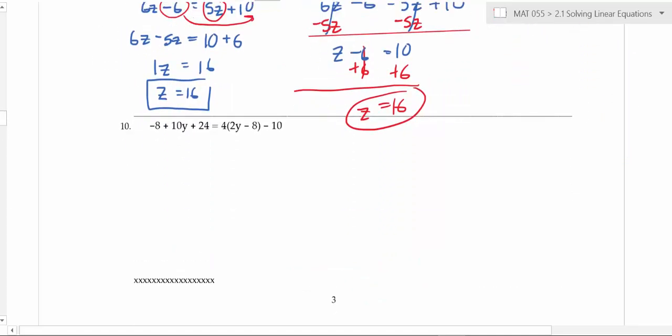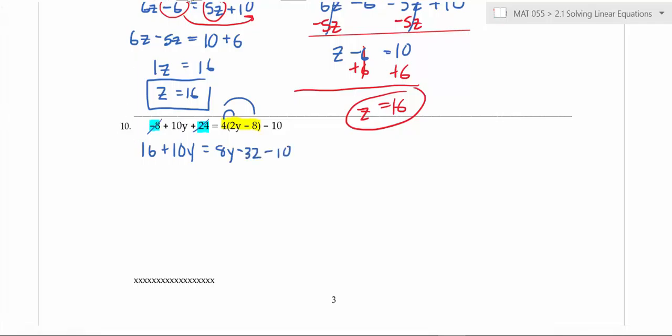What you'll see on this problem is you've got a distributive property. You want to do that, and then also you've got some like terms, so you want to put those together. So I'm just going to start the problem like this. I'm going to go ahead and put these like terms together. So negative 8 plus 24 is going to be 16. So those go together. Plus 10y. This side, distributive property. 4 times 2y is 8y. 4 times 8 is negative 32. Bring down the 10.